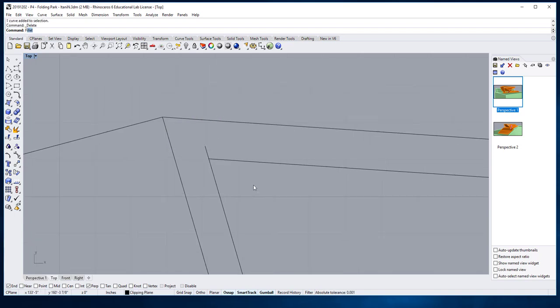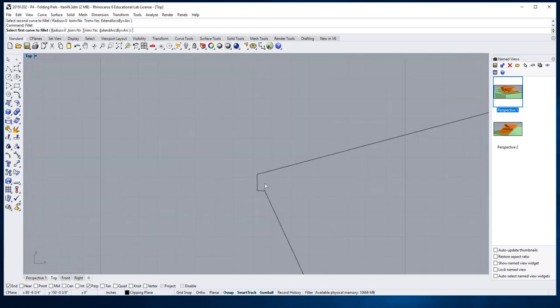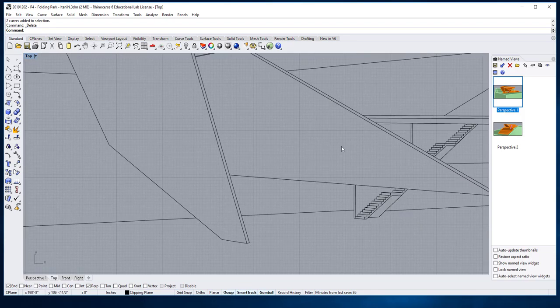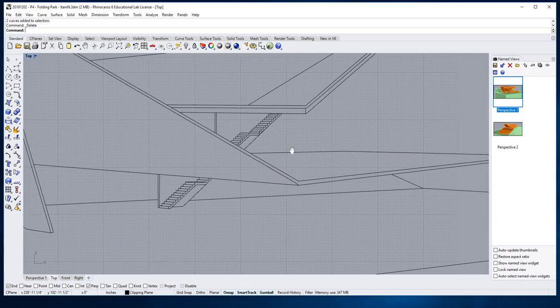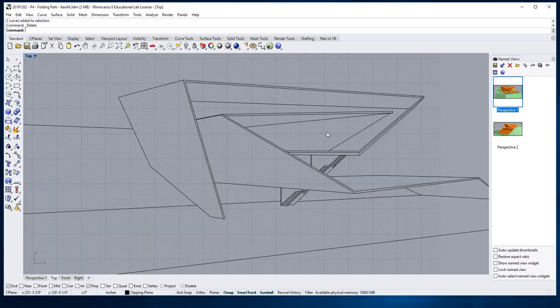Right, and fillet these two guys together at 0. Now it's much cleaner. And go ahead and clean that up too. Fillet and erase that. So I think it's a little bit clearer and cleaner now. You don't have 300 lines that you don't need.